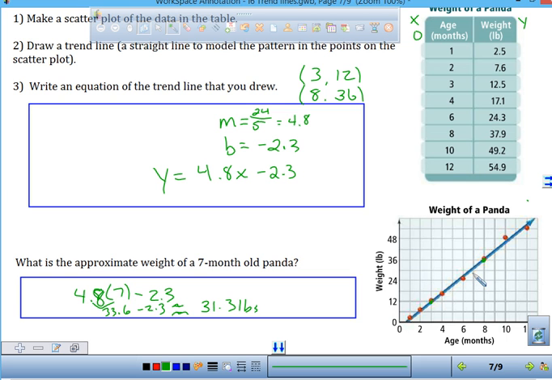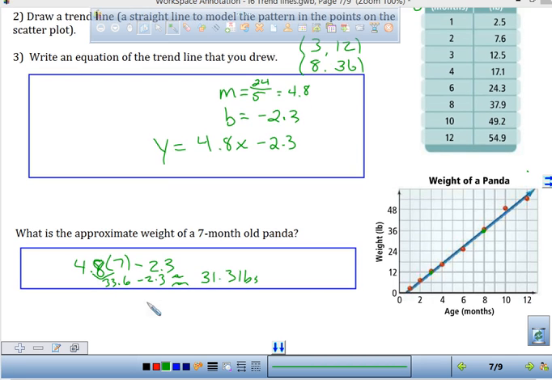Now, let's do what I asked you earlier. At 36 months, 3 years old, how much can we expect our panda to weigh? So what are we going to do now? That's correct. 36 months instead of 7 months. So 4.8 times 36. So the panda's 3 years old. Wow. What's 4.8 times 36? We need X here. Get a calculator.